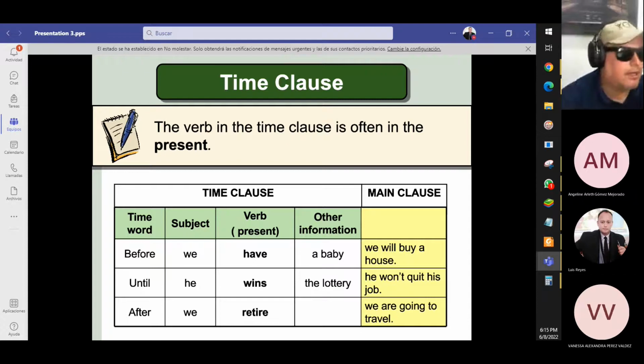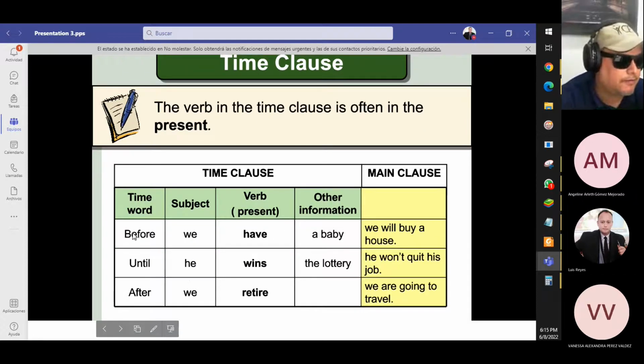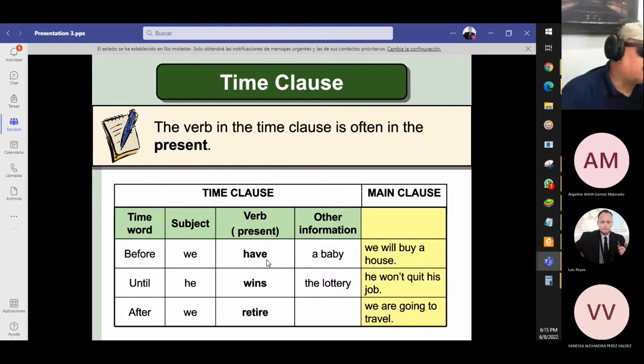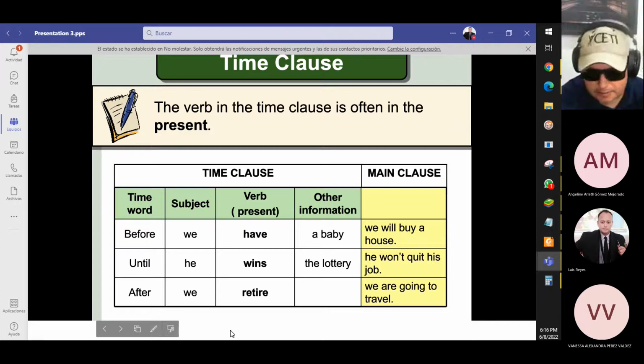Y el time clause viene en el presente simple. Vean que dice before we ¿qué? Before we have. No dice before we will have. Until he wins. No dice until he's going to win. Dice he wins. Acuérdense que en el presente simple, con I, you, we, they, es win. I win. Pero cuando dices he, she o it, dices he wins. ¿Verdad? Eso lo aprendimos en las lecciones previas también. Presente simple. ¿Ok? Entonces, se conjuga el time clause nada más. El main clause viene en el futuro, el time clause viene en el presente. Okay. After we retire, we are going to travel. Any questions, anybody?